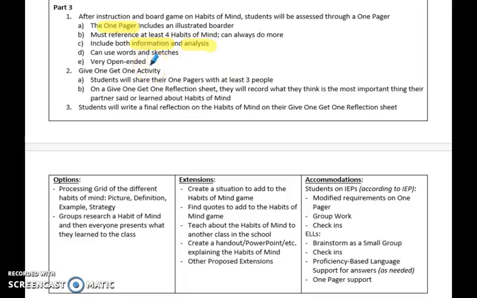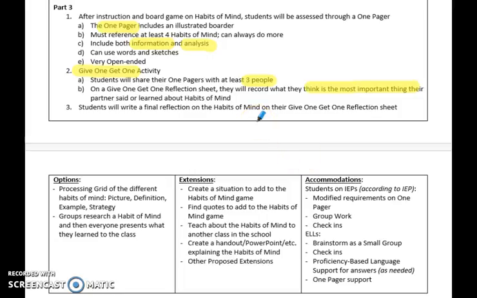What I love about the one-pager is that it's very open-ended and students can be very creative in what they do. After they have completed their one-pager, it will be a give one, get one activity, because I love for students to be able to share their work. Not only does it promote academic speaking and sharing their knowledge, but other people also get to learn from what they've done. So they will receive a give one, get one page. And what students have to do is share and explain their one-pagers with at least 3 people. And on their give one, get one reflection sheet, they're going to record what they think is the most important thing that their partner told them, said, or they learned about the habits of mind.